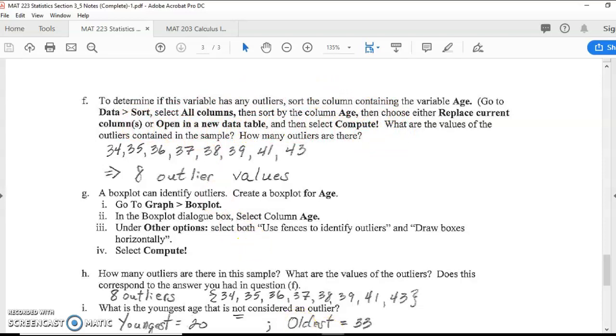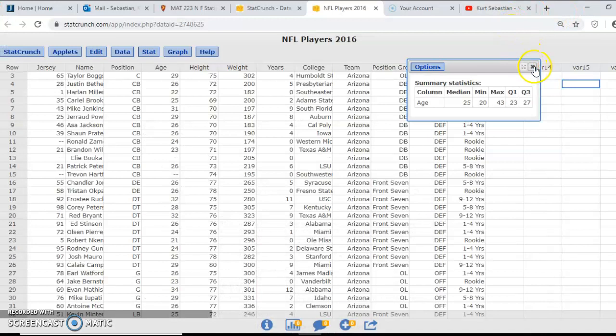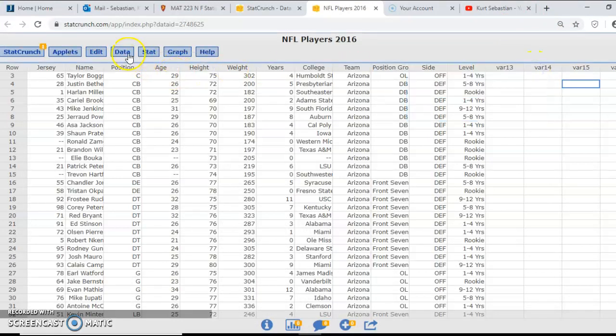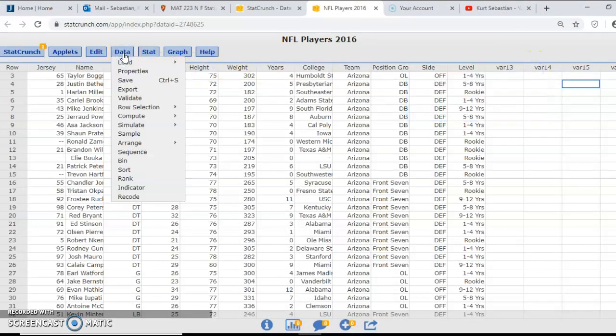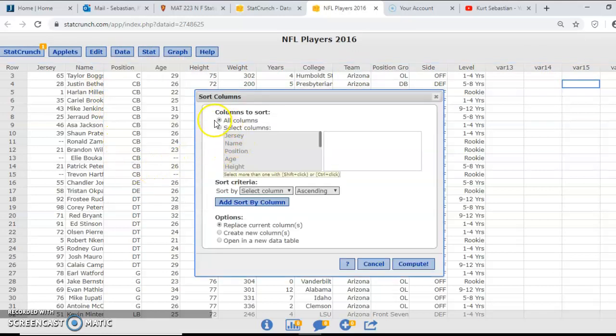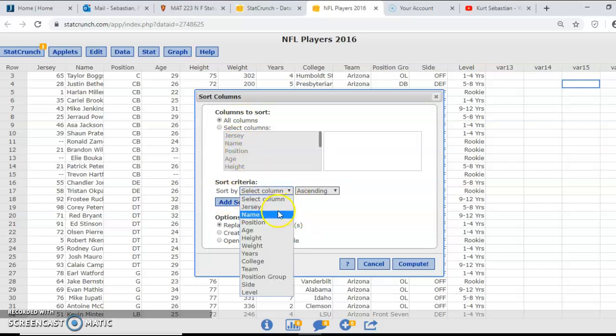Okay, so I'm going to go back to the data set. I'm going to go to data, and I'm going to go to sort. I want to sort all columns at once, and I'm going to sort by age. When I sort all columns at once, that means that everything stays together. I don't mix up my data, which of course is what I want.